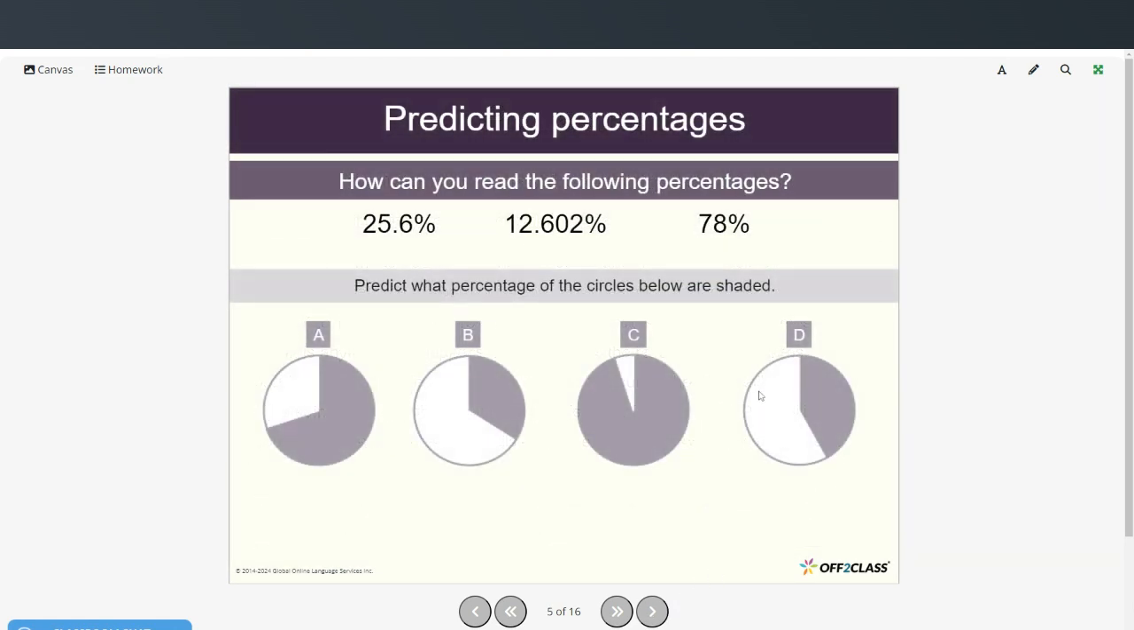All right, predicting percentages. So how can you read the following percentages? So the first one is 25.6%, 12.602%, and 78%. So see if you can predict what percentage of the circles below are shaded. And again, you can pause the video, try that on your own, and then restart when you're ready to check your answers.